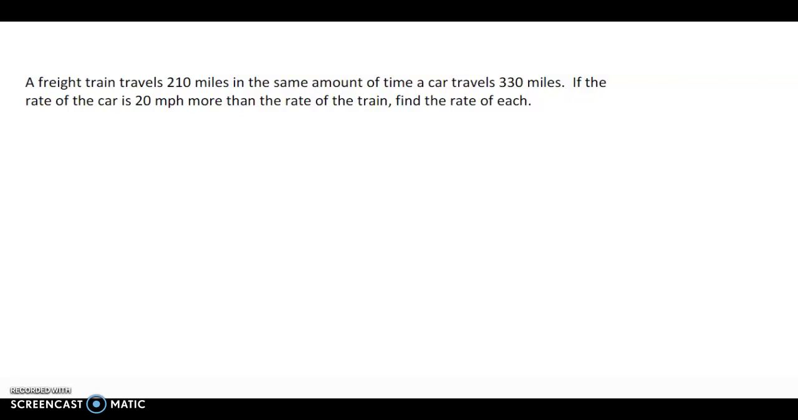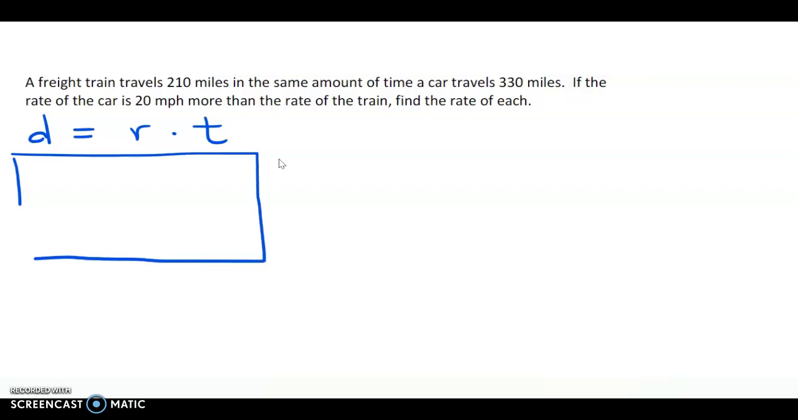We have a freight train that travels 210 miles in the same amount of time a car travels 330 miles. If the rate of the car is 20 miles per hour more than the rate of the train, find the rate of each. Anytime I have one of these problems, I like to use a distance equals rate times time table. So let's go ahead and set this up.